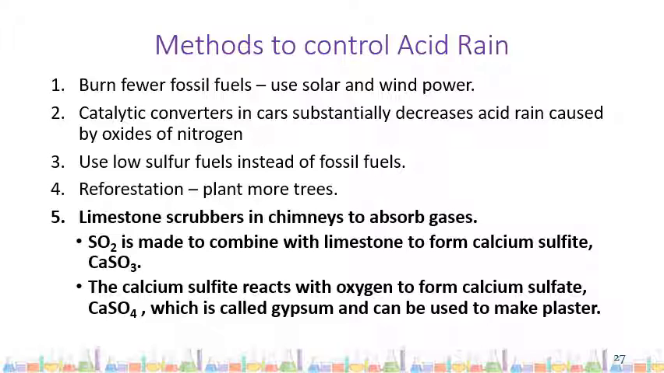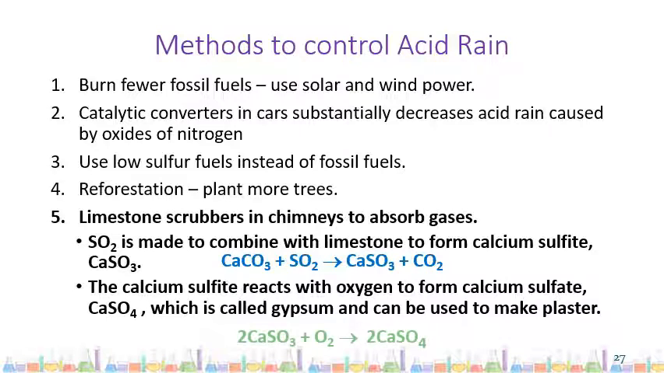So sulfur dioxide that is produced from burning fossil fuels combines with limestone to form calcium sulfite by this equation. The calcium sulfite then reacts with oxygen to form calcium sulfate, and this can be taken off and used to make plaster.